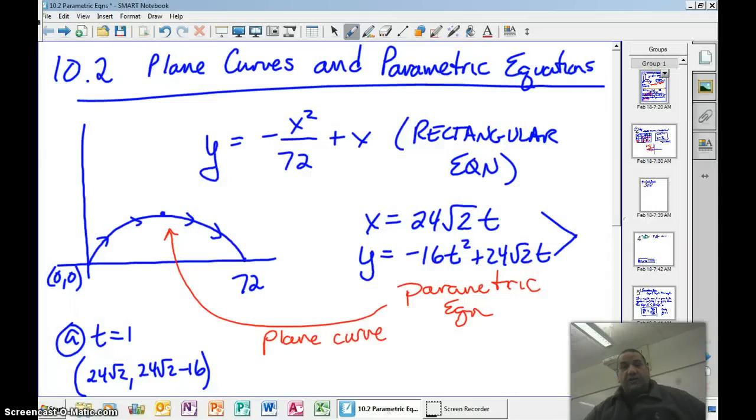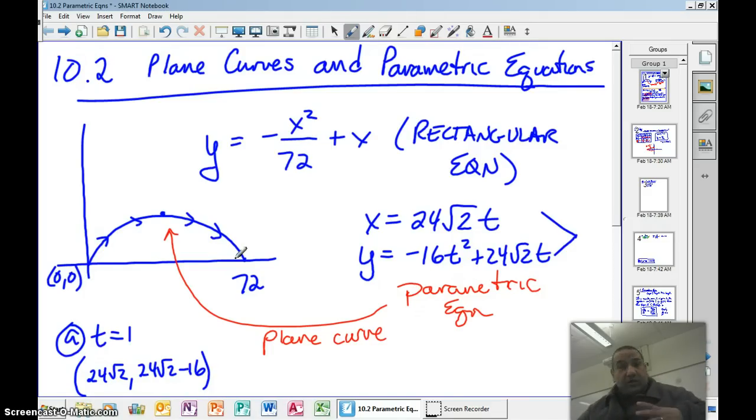Okay, this is 10.2, plane curves and parametric equations. This is kind of real stuff, more physics-based and science-based, but we're used to dealing with equations. A rectangular equation looks like this. It's y in terms of x. This happens to be a nice parabola, which looks like that.